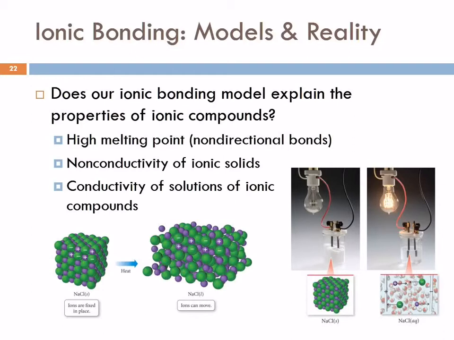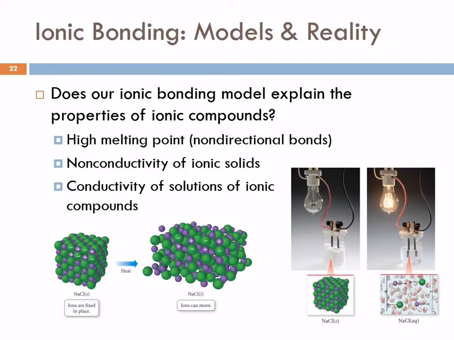Models are awesome, but if models don't match up with reality, then they're worthless. Does this ionic bonding model explain observed properties of ionic compounds? We observe that ionic compounds have high melting points. Salt does not melt easily. Does this Lewis model explain that? Well, it does.